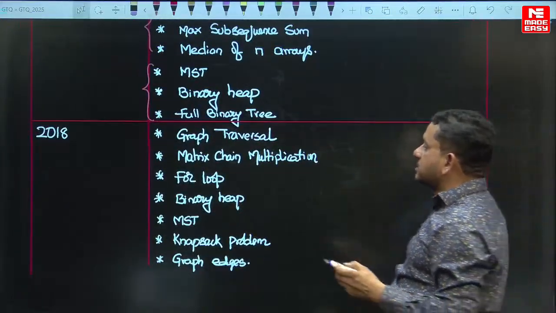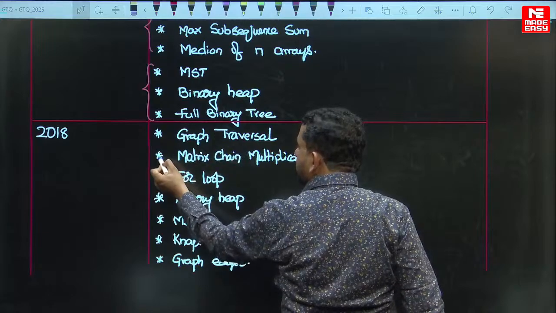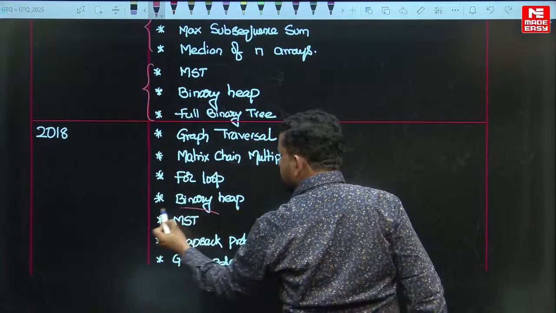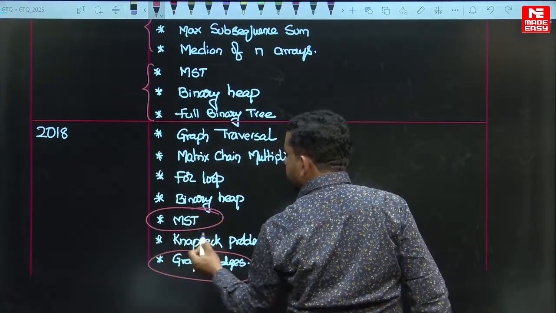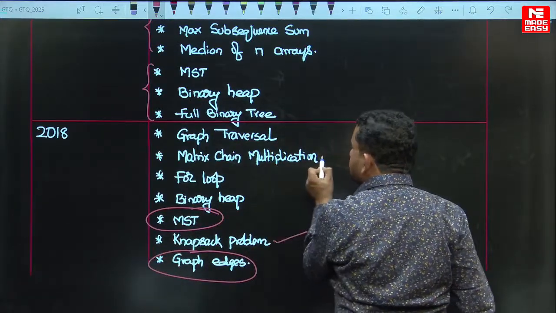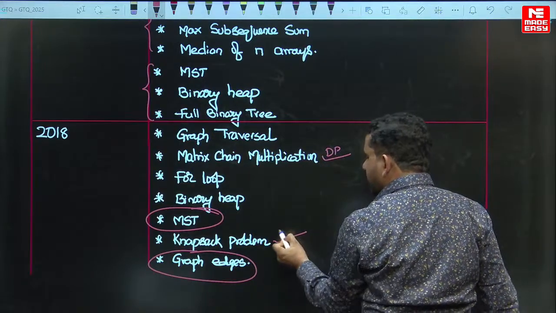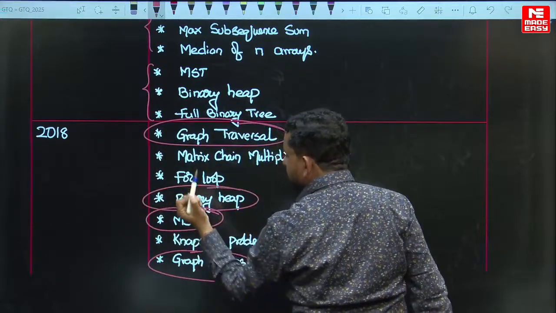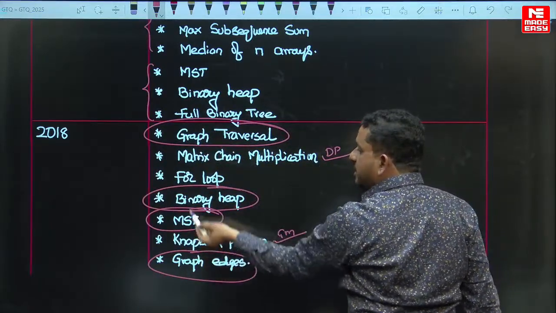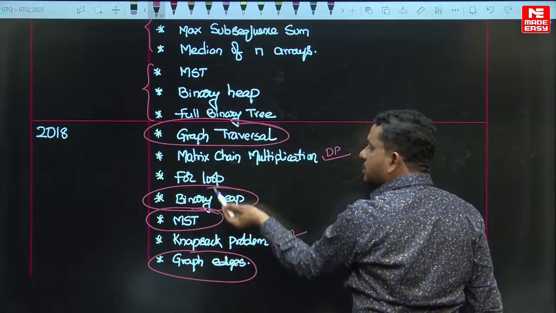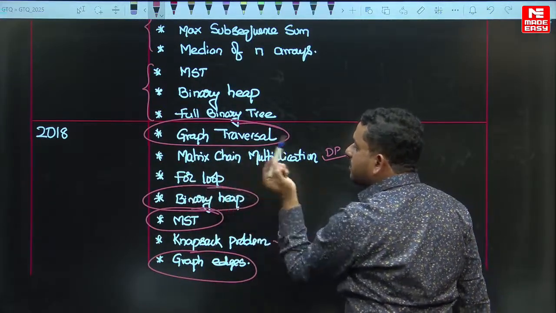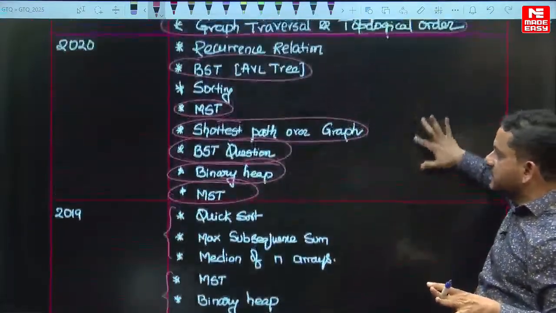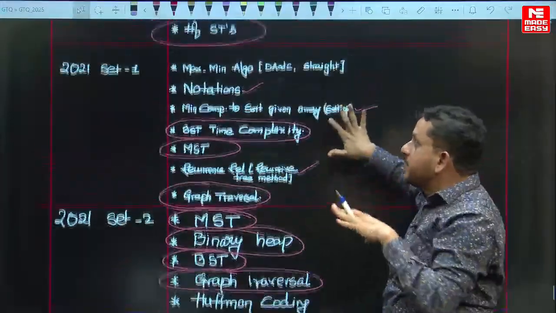And 2018 also, see the second half: matrix chain problem, dynamic programming, graph traversal, and for loop, and binary heap, and MST. Here also greedy and dynamic programming questions are more. It is also a greedy dynamic programming question, and a greedy method question. Graph traversal question and binary heap question. Almost graph and tree are 4 questions, one other greedy algorithm question, one dynamic programming question, one fundamental question.